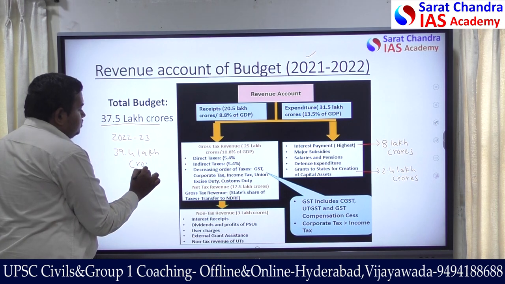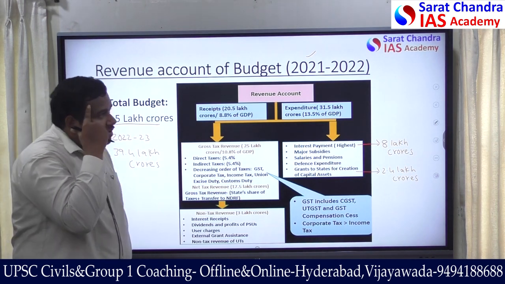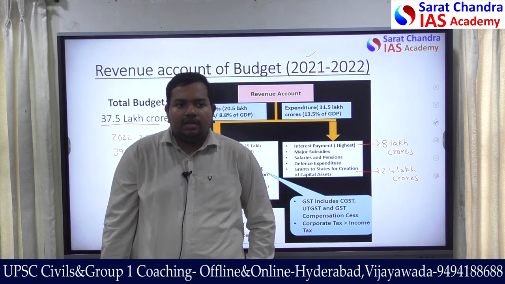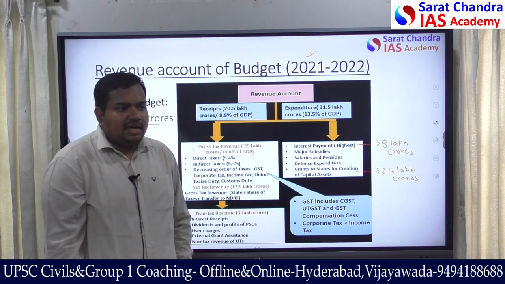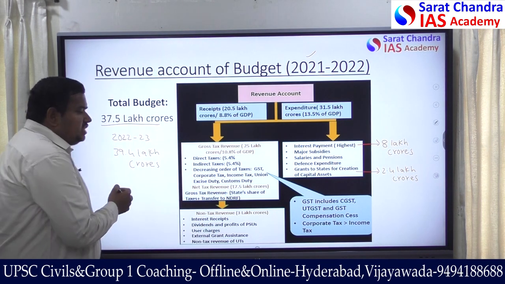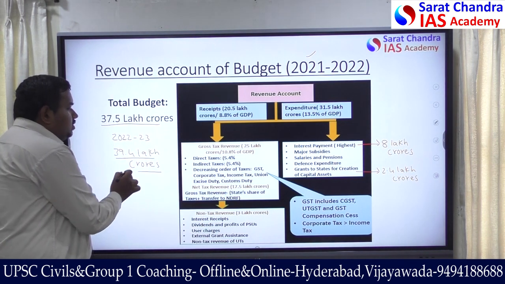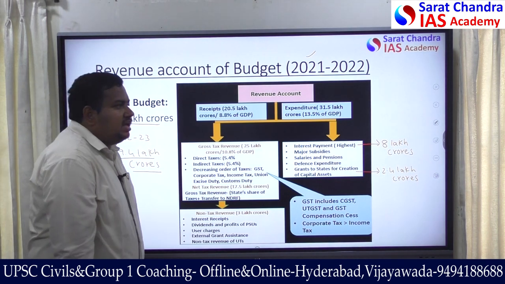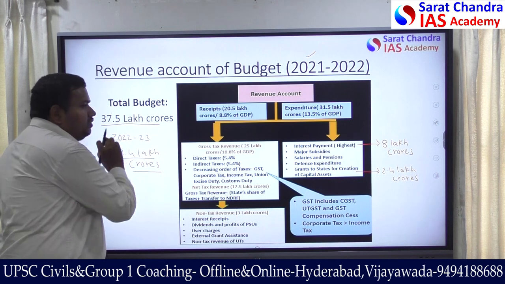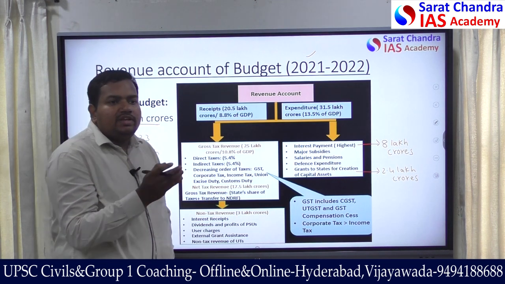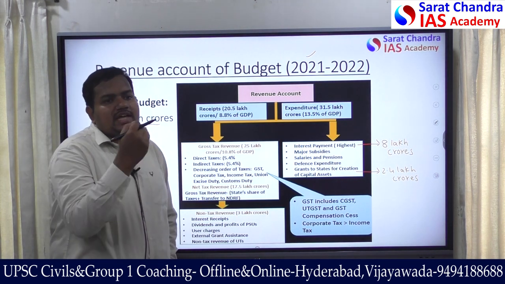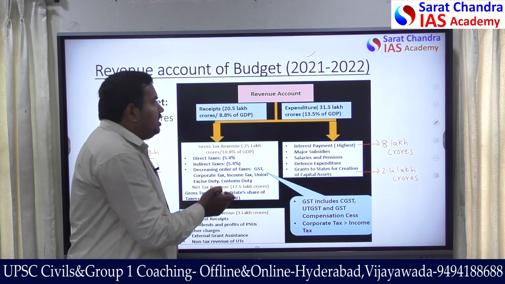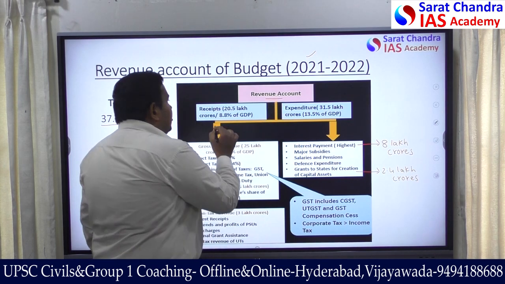2022-23, 39.4 lakh crores. What about the Andhra Pradesh budget? I think 2 days back it was presented. Yeah, around 2.5 lakh crore Andhra Pradesh budget. But center budget, 39.4 lakh crore this year. Last year, 37.5. Fine. So with respect to this 37.5, we are going to see how much revenue receipts are there, how much revenue expenditure is there. Similarly, capital receipts, capital expenditure.